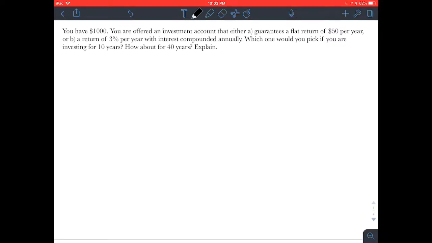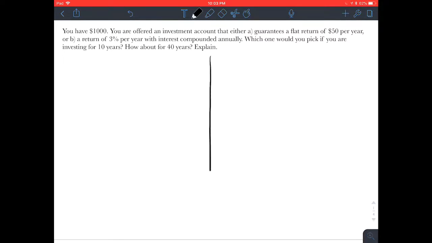Problem number 2. You have $1,000. You are offered an investment account that either A, guarantees a flat return of $50 per year, or B, a return of 3% per year, with interest compounded annually. Okay, so we need to compare two different functions here.